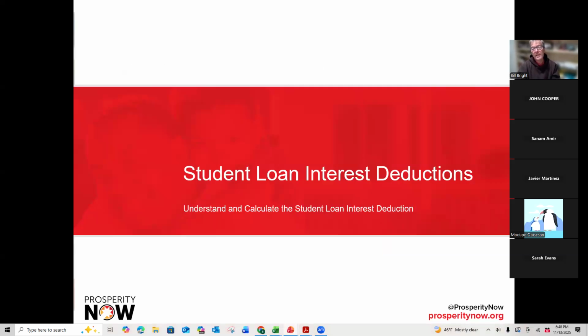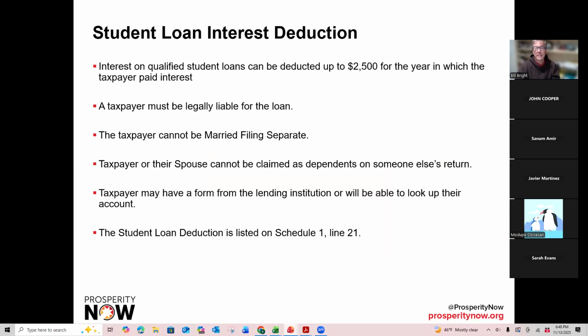Student loan interest deductions. Okay, we do a fair number of people who actually went to college and are paying student loans off. Up to $2,500 of the year can be taxpayer-paid interest. They must be legally liable for the loan. You can't file married separate. That negates this deduction. They can't be claimed as a dependent on someone else's return. They must have a form, the 1098 from the bank or Sallie Mae or whoever is managing the account.